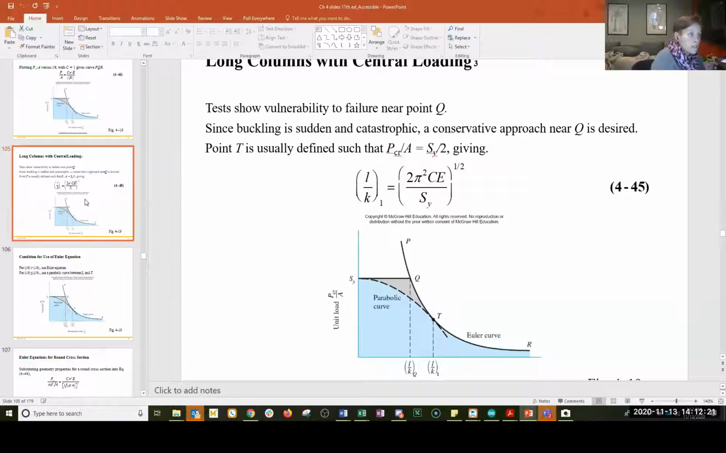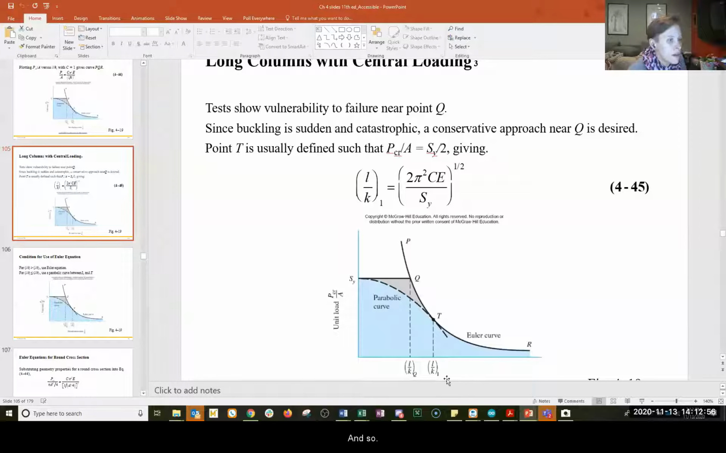Our critical slenderness ratio is the square root of 2 pi squared, end condition constant, modulus of elasticity, all over the yield strength. That gives us this point here on our curve, which helps us determine if we're in the slender region, the Euler curve region, or in the not slender region, the Johnson or parabolic curve.